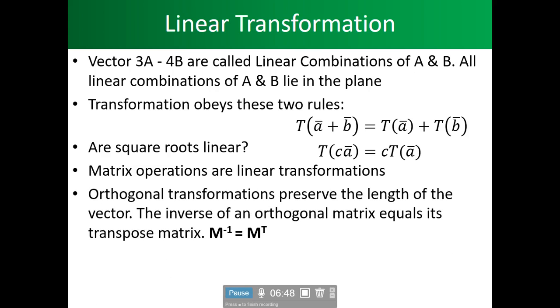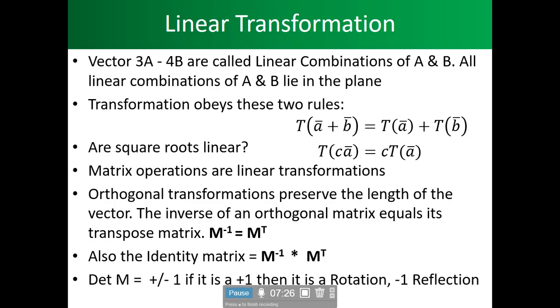Orthogonal transformation preserves the length of the vector, so the vector stays the same size. Okay? The inverse of an orthogonal matrix equals its transpose matrix. So you have the inverse is equal to the transpose. Now, when you multiply these two together, the inverse and the transpose, guess what you get? You get the identity matrix. Okay, so these are very powerful tools that we'll be using.